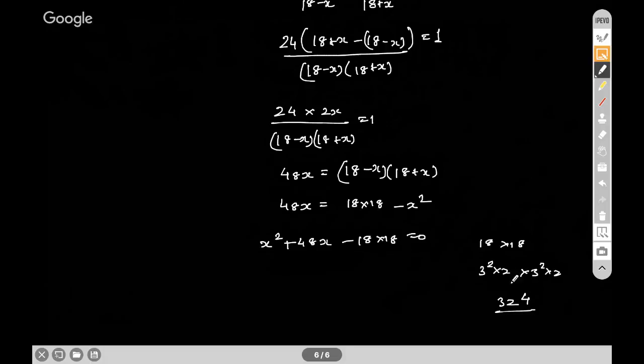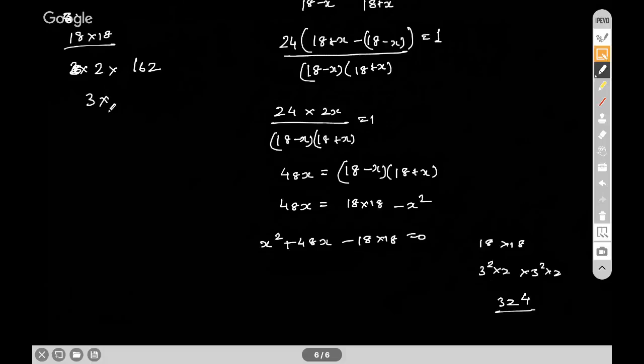So for 48, I have to break them. 18 into 18 can be written as, let's start with 2, 2 into what is left, 9 into 9, 81. 81 into 2 is 162. This will not work. Then 3 into this is also not going to work, because it is too big a number for having a difference of 48.